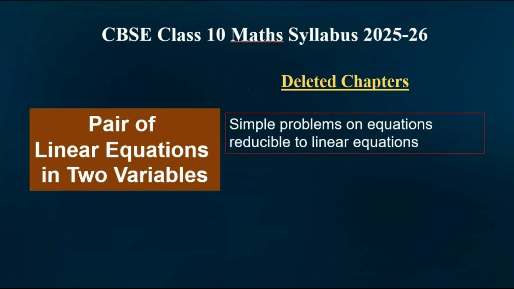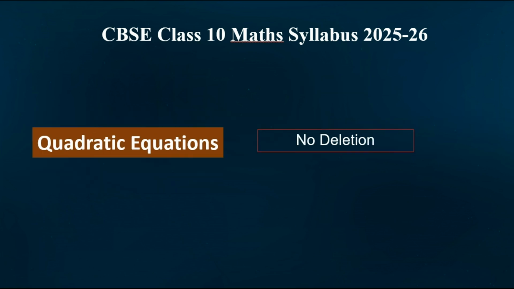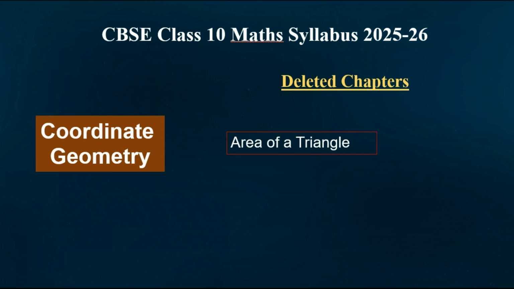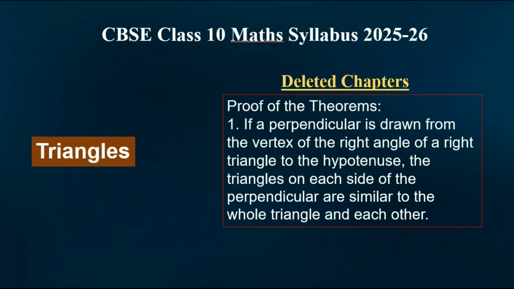Pair of linear equations in two variables. Deleted chapters: simple problems on equations reducible to linear equations. In quadratic equations, no deletion. Arithmetic progressions, no deletion. In coordinate geometry, deleted chapters: area of a triangle. In triangles, deleted chapters: proof of theorems.